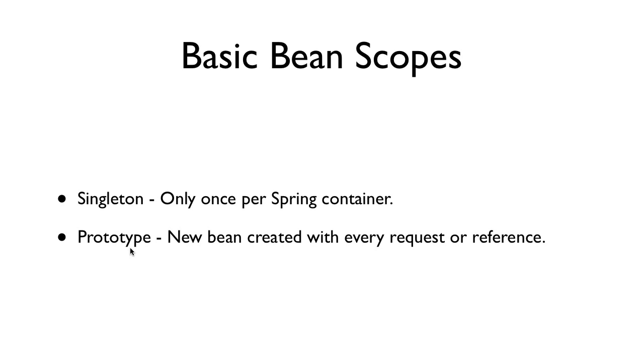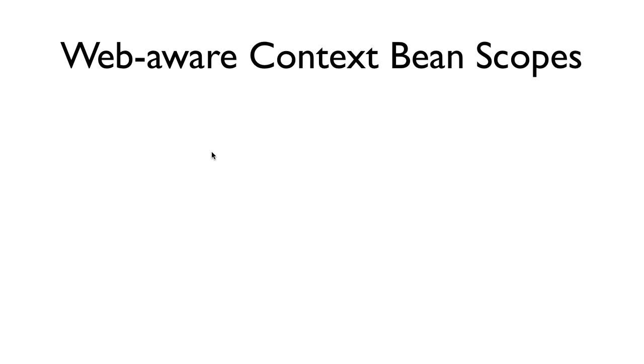So every get bean creates a new instance, or every reference creates a new instance. So these are the two basic bean scopes that Spring has. There are a few other scopes, which are the web-aware scopes. Now what I mean by web-aware is Spring actually ties in very well with web applications.